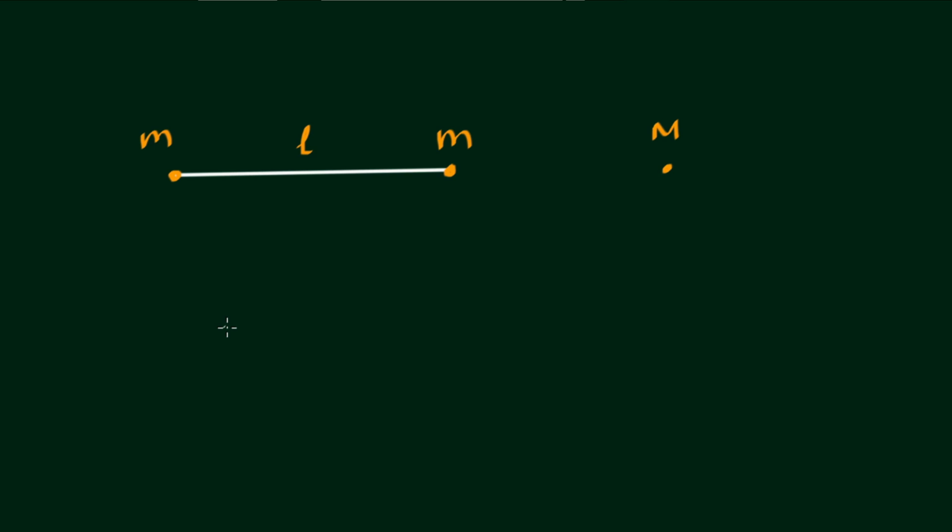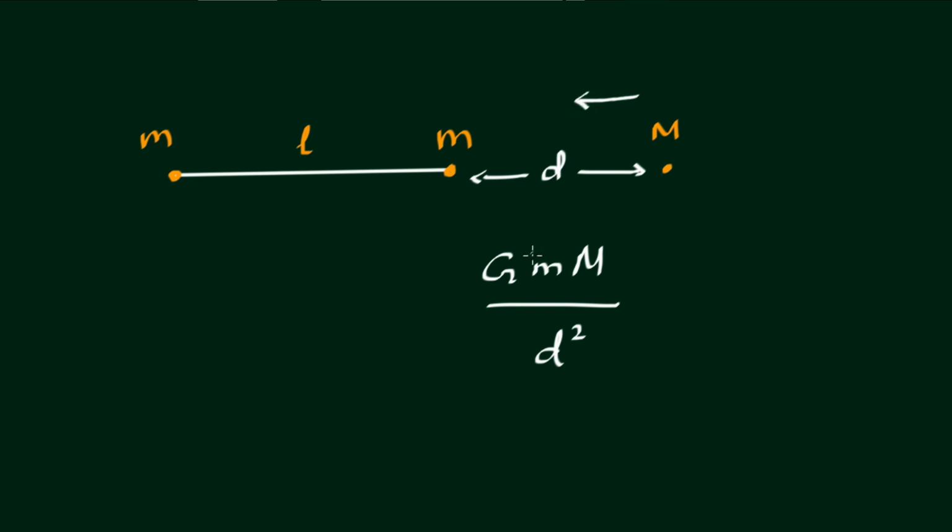We know that Newton's law of gravity can be used for point particles. And so we'll treat this extended object as being made up of 2 point particles, and due to the one on the right, the force is going to be G m m divided by the distance between the two. Let's take that as d. So d squared. And what's the direction of the force? To the left. It's an attractive force.